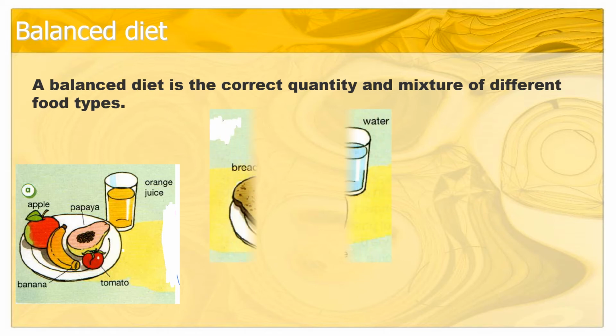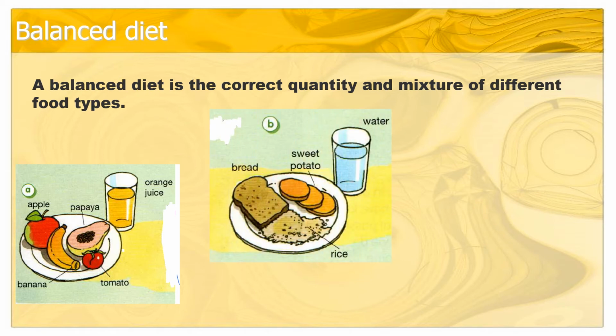What about this plate? Do you think this plate is a balanced meal? No, again, that's right, because green vegetables are not there. At the same time, there's no source of protein as well. There's only bread, rice, and it's just all carbohydrates. Let's look at our last plate.